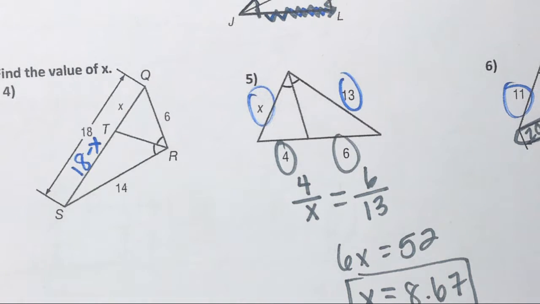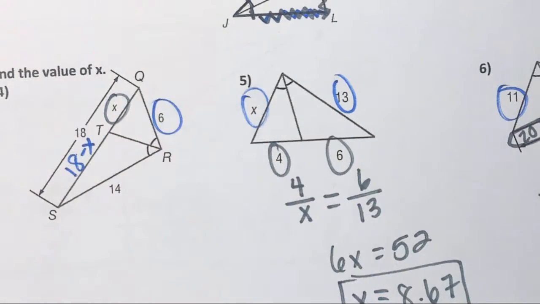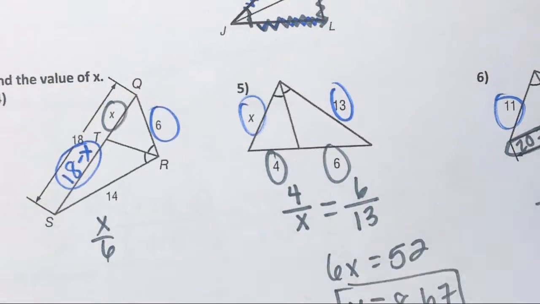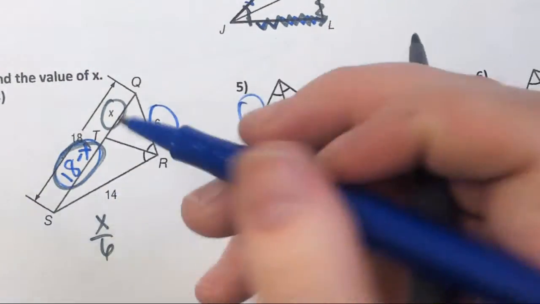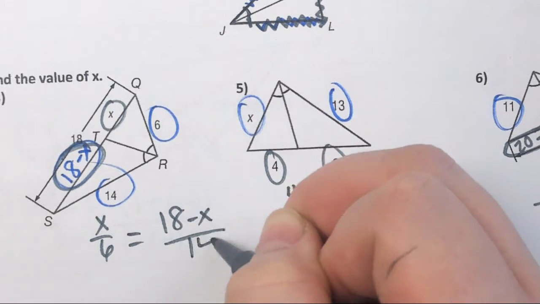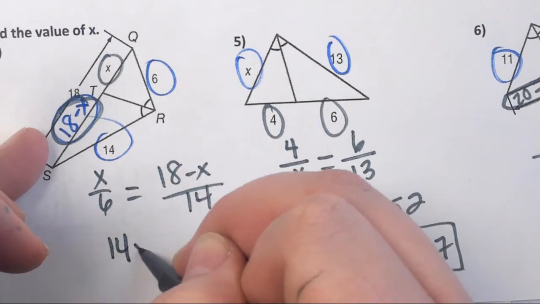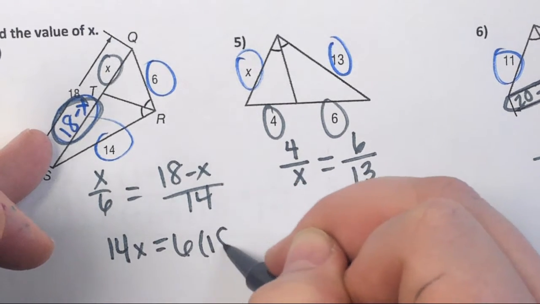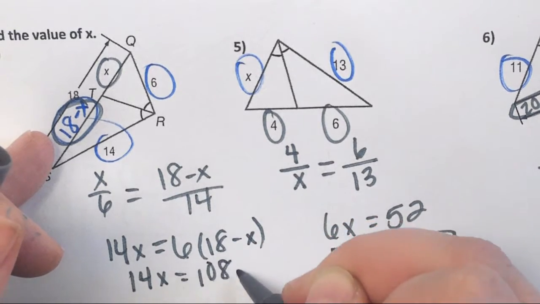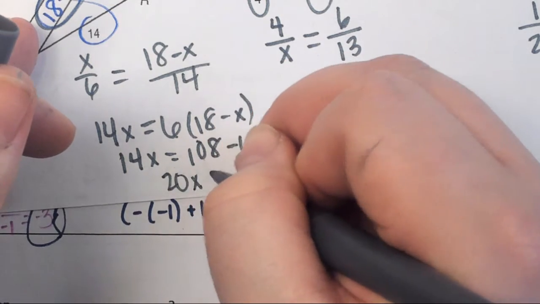I'm going to do it the way I've been doing it. I'm a creature of habit. I've been doing x over 6 equals 18 minus x over 14. When you cross multiply, you got 14x equals, I don't know what 6 times 18 is. 108? Minus 6x. You add 6x to both sides, you had 20x equals 108.